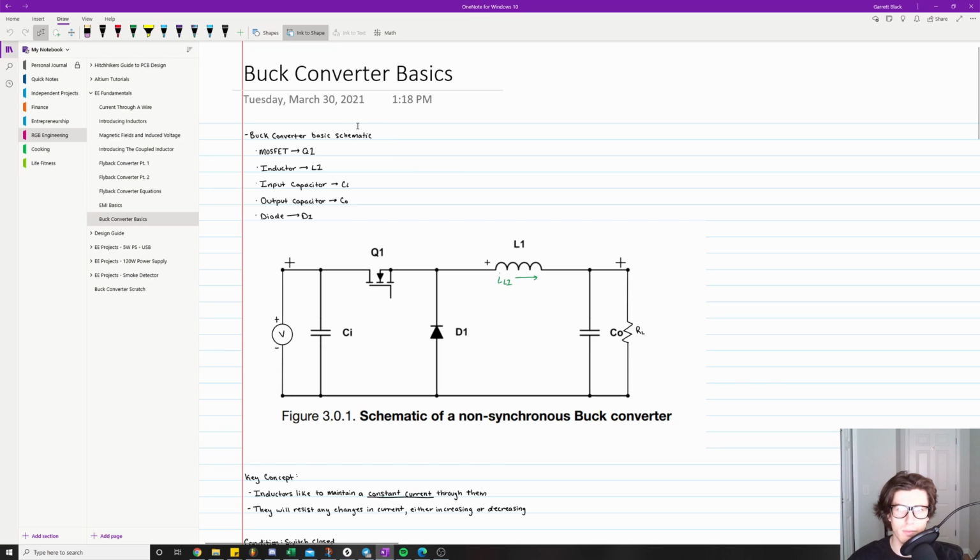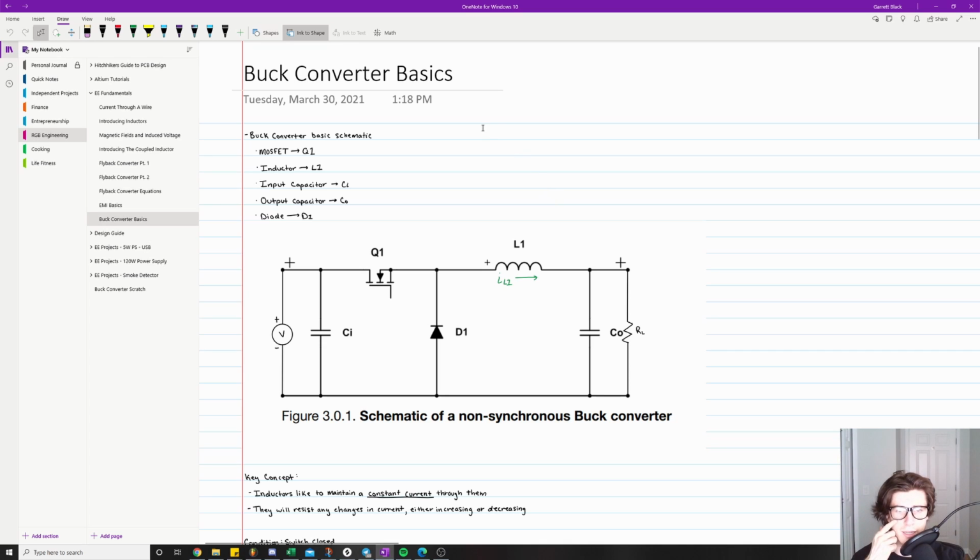So the buck converter, right? What I've done right here is just taken this little diagram. It says the schematic of a non-synchronous buck converter. So this is your basic schematic in terms of it shows all of our fundamental circuit elements. And then we can talk about the mechanisms of action for it.